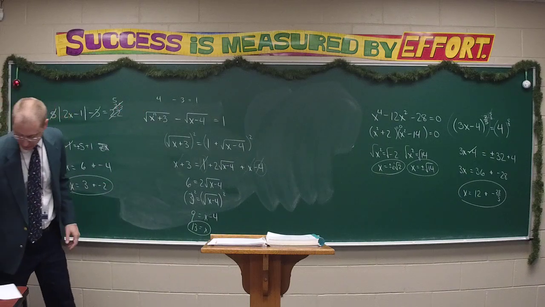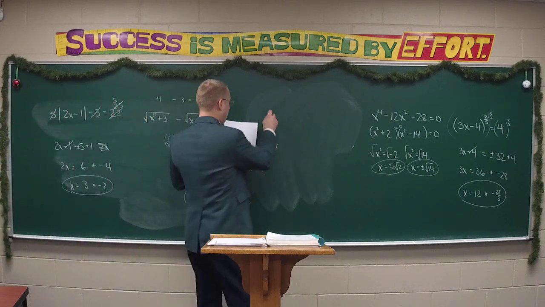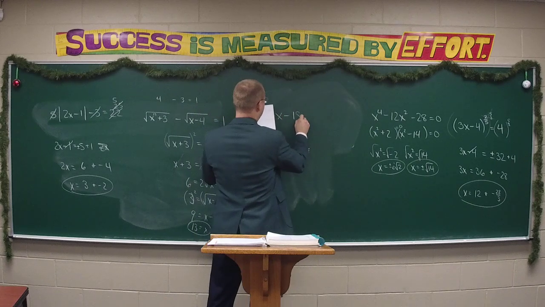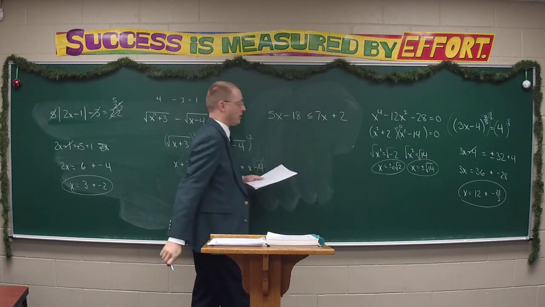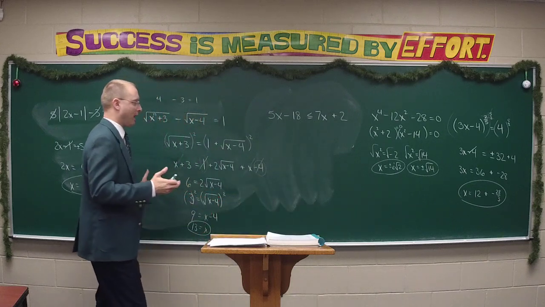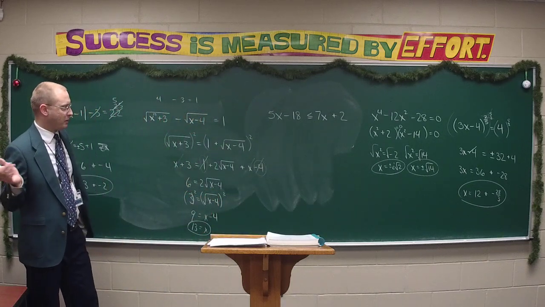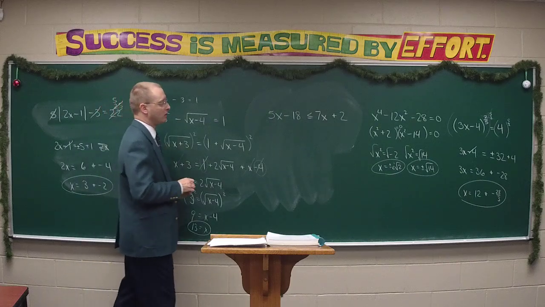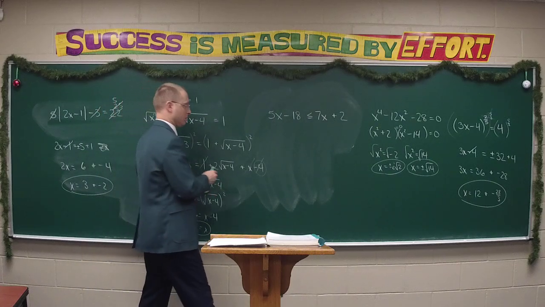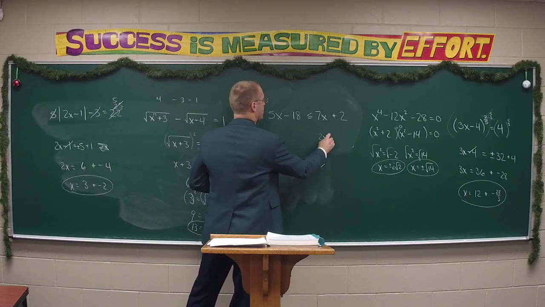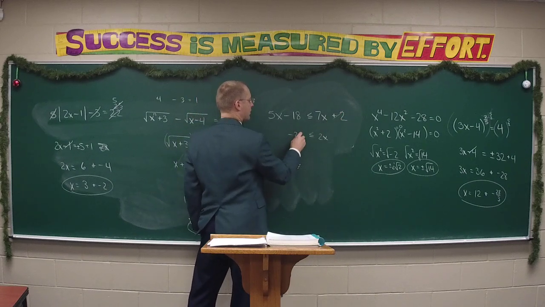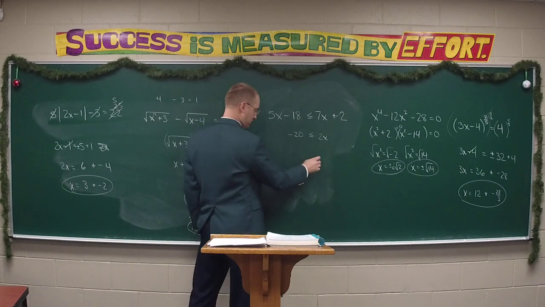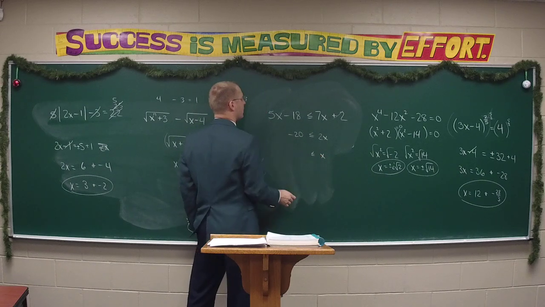All right. Moving on to an inequality, we've got a pretty basic inequality here. In fact, my 8th graders will have a problem similar to this on their exam. So not a hard problem at all. Kendall, what do we do? You subtract 5x to get 2x. At the same time, subtract the 2 to get negative 20. And divide away the 2 to get negative 10.